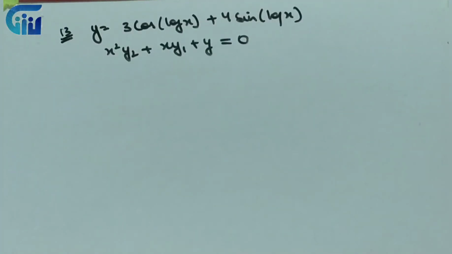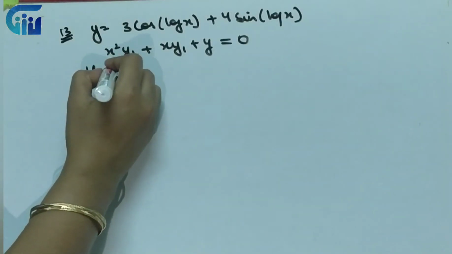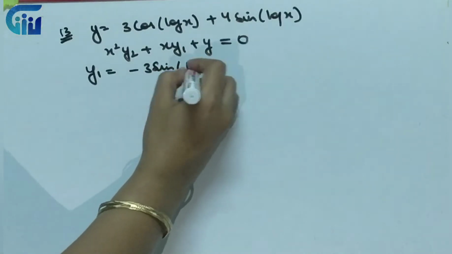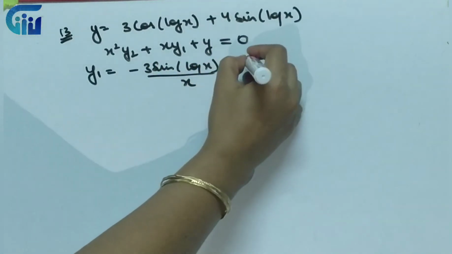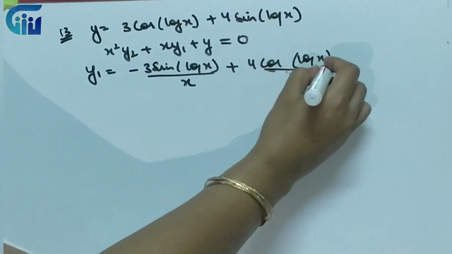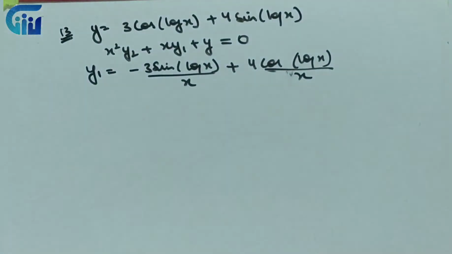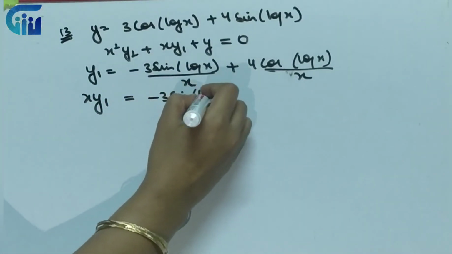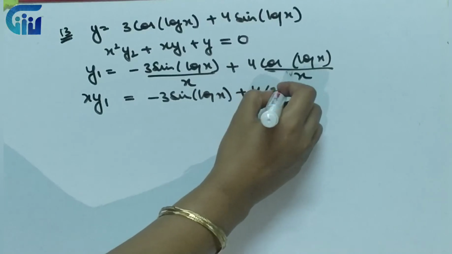Question number 13. This is the type of question which is usually asked in exam. So what do we have to prove? y is given and we have to prove an expression involving x square y2. y2 means the second derivative, y1 means the first derivative. So we will find the first derivative of the expression. So 3 cos theta means minus 3 sin theta, and by chain rule the derivative for log x is 1 upon x. Similarly here it will be 4 cos log x, and the derivative for log x is 1 upon x. The moment you see anything in the denominator, take it to the other side. So I will write it as xy1 equals minus 3 sin log x plus 4 cos log x, right?